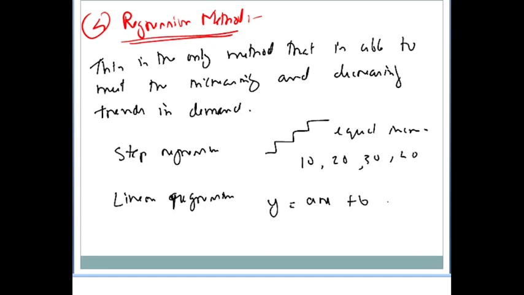So what will actually happen in case of regression method is that, let's say these are the different values. Let's say this is demand and this is time. Let's say this is y and this is x. These are the various points. Now in case of regression method, we will have to find the best fit line.